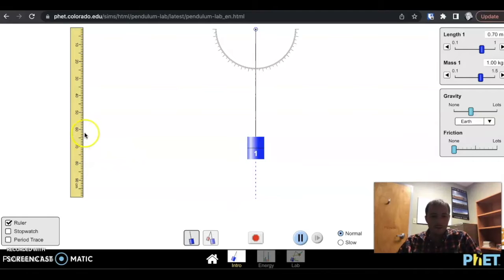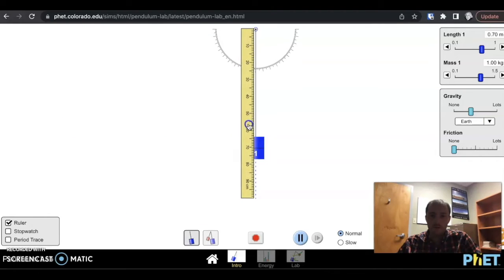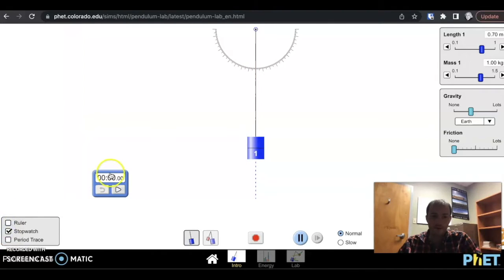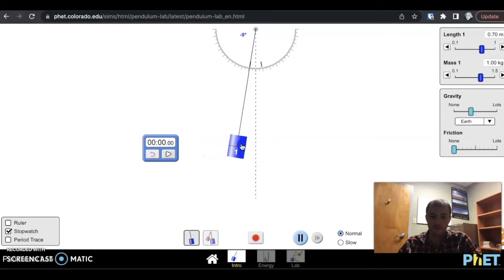On the left-hand side of the screen, we have a number of measurement tools. So you have a little ruler here, which you can use to measure from the support to the center of the pendulum bob. And you get a little stopwatch that you can activate to record or measure the period of the pendulum. So I can pull this back and release it. And just like that, I can record its period.